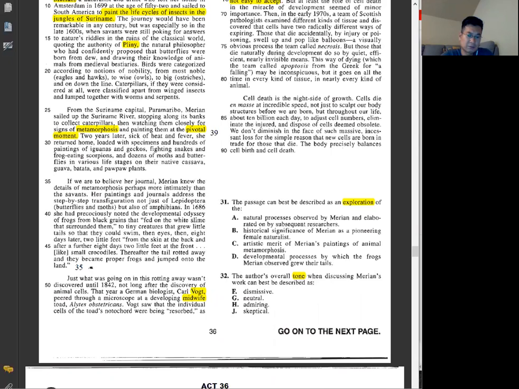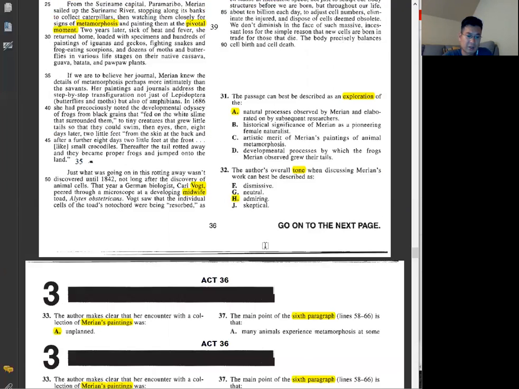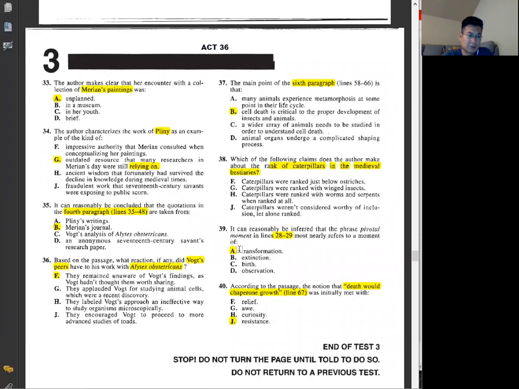Okay, question 31, exploration of the process of cell death and how they go back and stuff like that, which is A. And 32, tone of voice, Meridian's work. Dismissive, no, except at the end, right? And then the very last sentence of this one, the body precisely balances cell birth and cell death, so which is positive, which is H. And then move on to only 38 left.